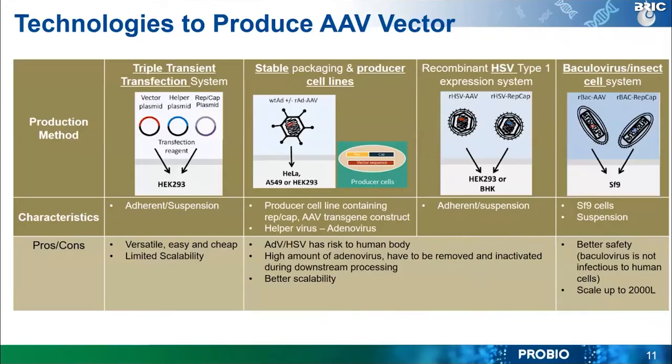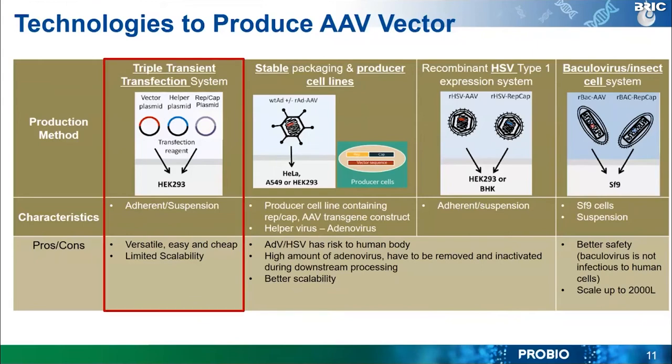In general, there are two modes of vector production: transient transfection system and stable cell lines, which may be mammalian or insect cells in case of baculovirus vectors. Manufacturing viral vector by transient transfection system offers advantages and disadvantages. It is flexible and efficient, and does not require development of stable cell lines.